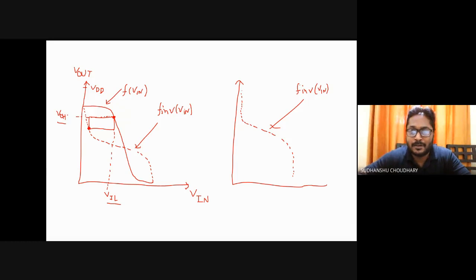Okay. So for this characteristic, the y-axis is V in. So the axis is also rotated here. So that is how you are able to get this inverter characteristic.